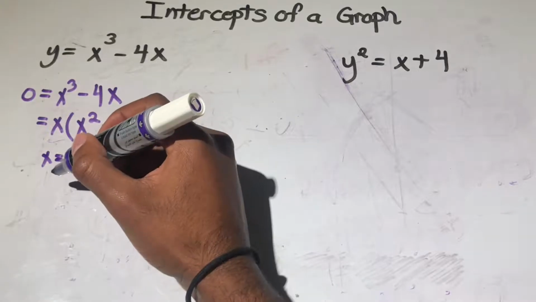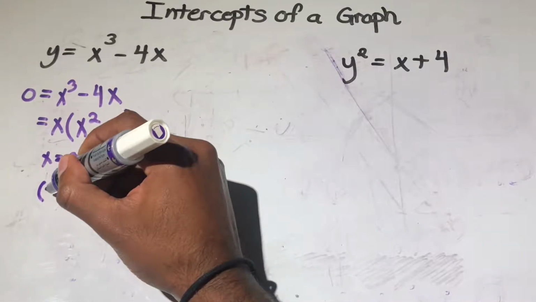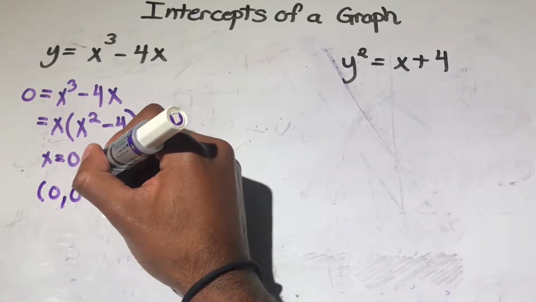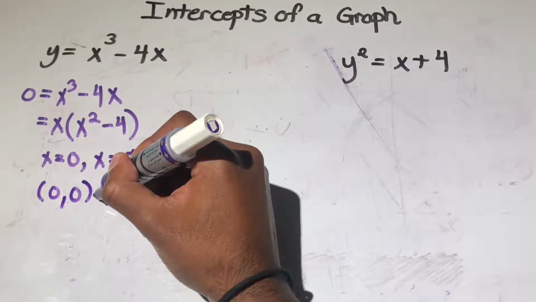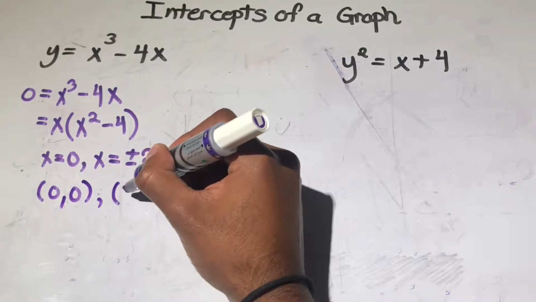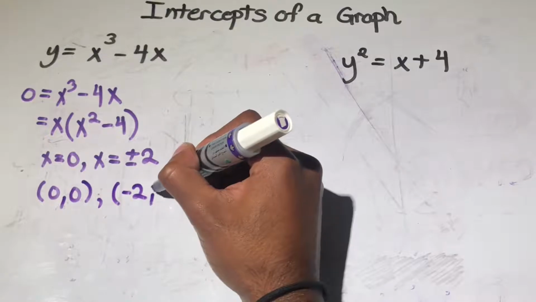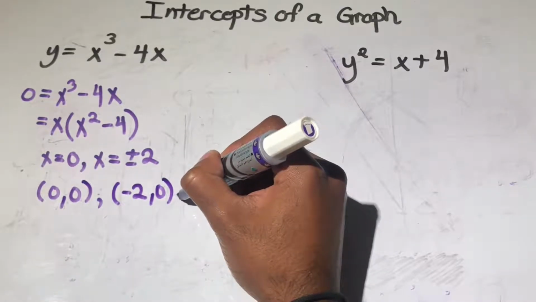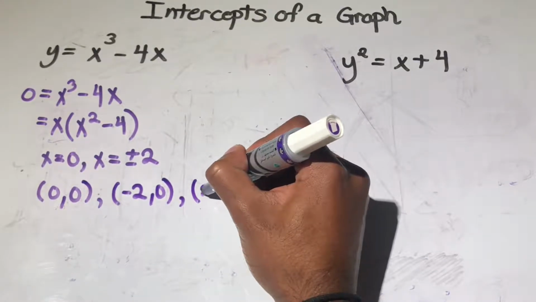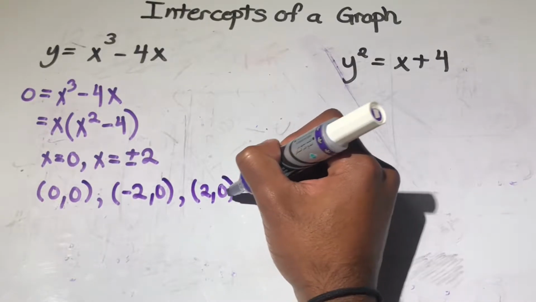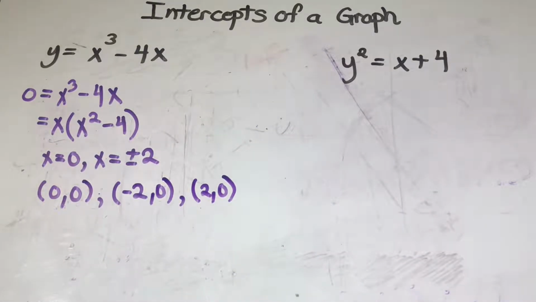This means that at each of these x coordinates, the y is 0. Now to solve for the y-intercepts, we have to let x be equal to 0.